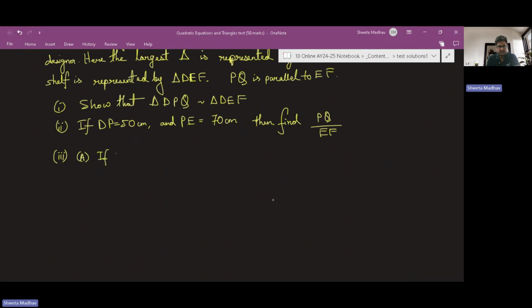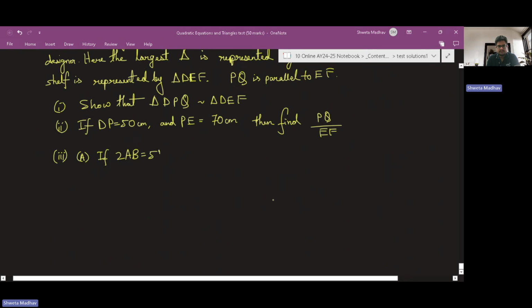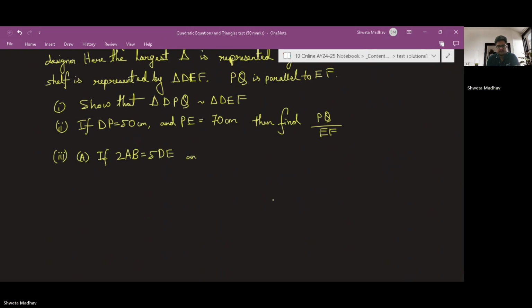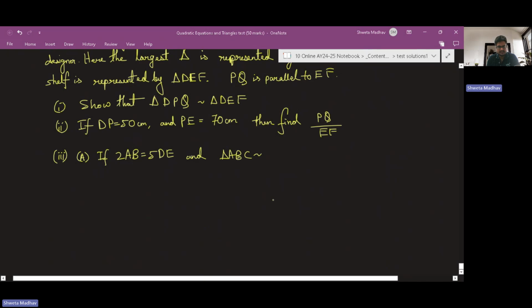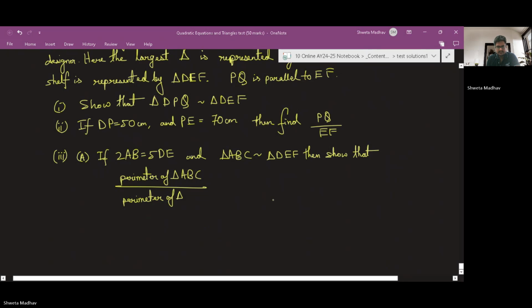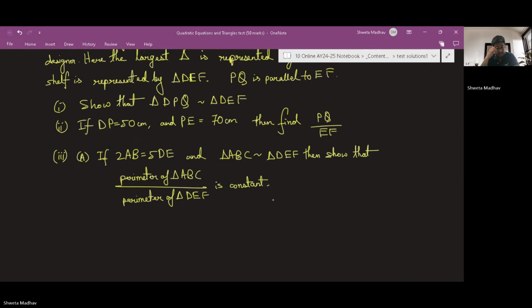And then the third subpart A is asked: if 2AB equals 5DE, and triangle ABC is similar to triangle DEF, then show that perimeter of triangle ABC divided by perimeter of triangle DEF is constant.